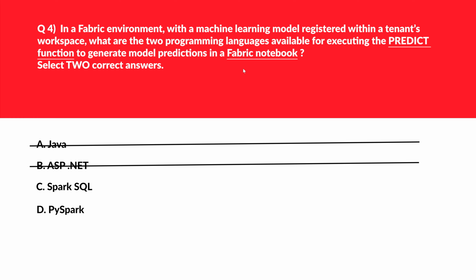The keyword here is Fabric Notebook. Whenever Fabric Notebook is there, we know that Spark is the keyword. So in both the options, we have Spark. If you look, Spark SQL, here is Spark. PySpark, also Spark is there. By using the concept of Fabric Notebook, we can also arrive at the correct answer.